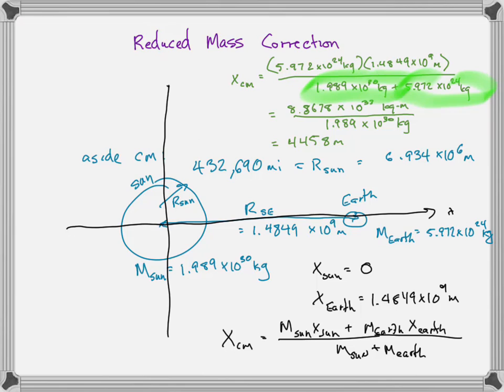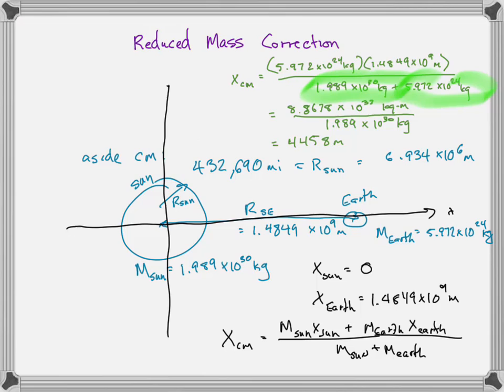It's kind of an interesting result. 4,458 meters. So the center of mass of the system is so close to the center of the sun. I mean, the sun is 6.9 million meters in radius, and the center of mass is only 4,000 meters from the center of the sun. So what is that? 1 part in 1,000.